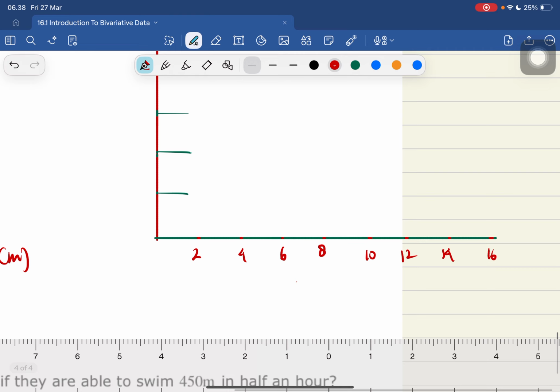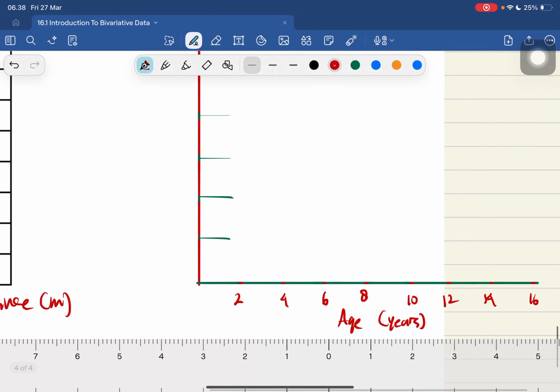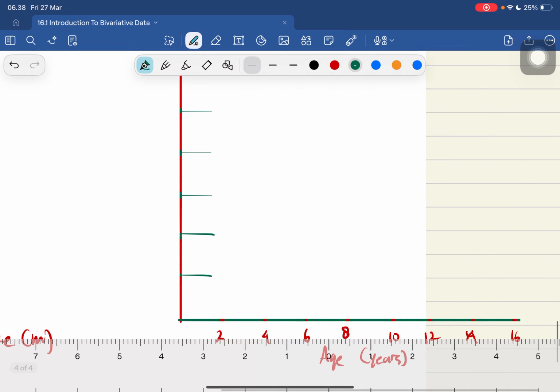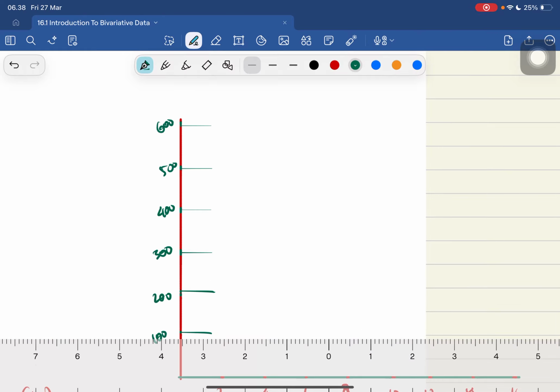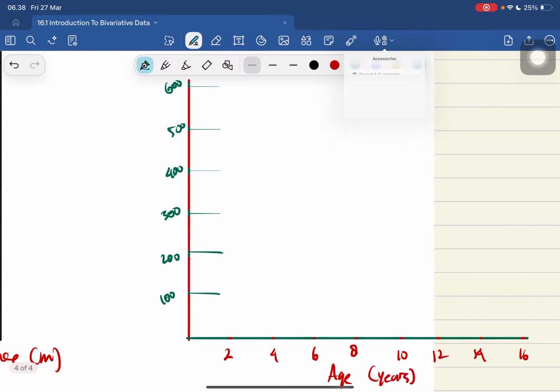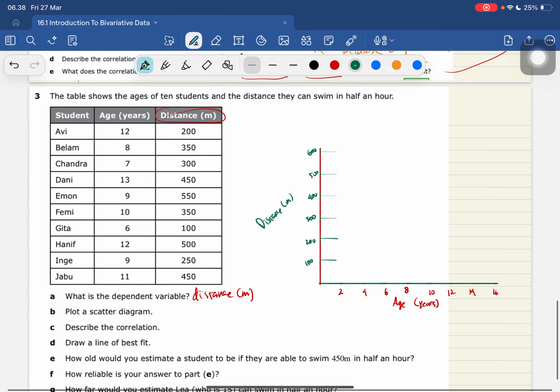So here is the age, which is years. Next, count it in 100, 200, 300, 400, 500, and 600. So here is the distance meter. So let's start. When the age of 12, the distance is 200. So 12 and 200 is here. Let's plot it.